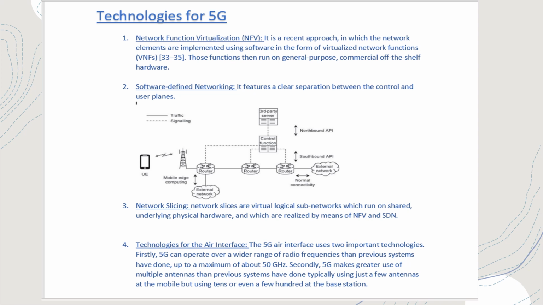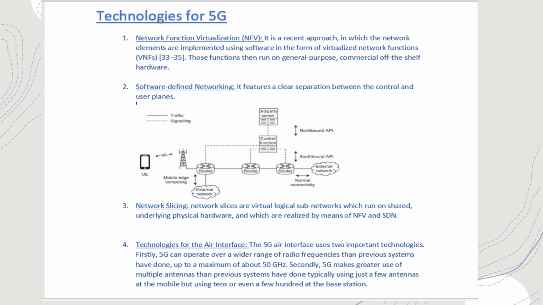Now let's talk about technologies for 5G. So the very first one is network function virtualization, which is also known as NFV in short. So this is a recent approach in which the network elements are implemented using software in the form of virtualized network functions, VNFs. These functions then run on general purpose commercial off-the-shelf hardware, that is COTS hardware. So earlier it used to be proprietary hardware used by different MNOs, but now with the use of NFV, COTS hardware can be used for these functions.